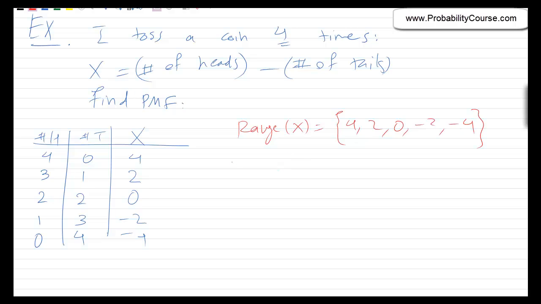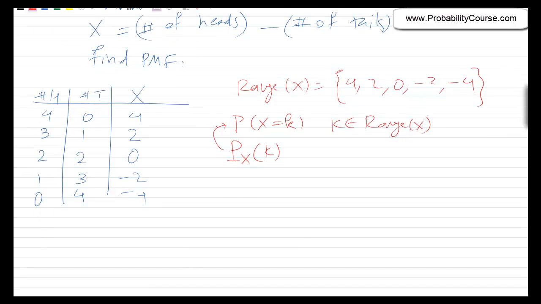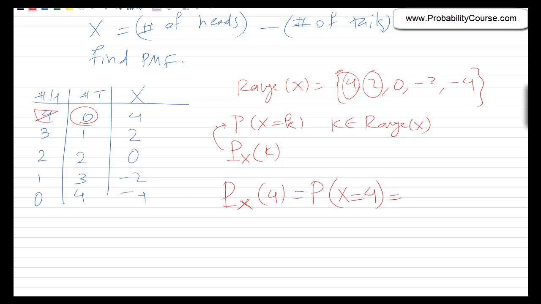So all I need to find is the probability that x is equal to these values, for k in the range of x. That's the probability mass function, and we show it by p_x. This thing we show by p_x of k. So what is p_x of 4? This is the probability that my random variable x is equal to 4. Now when is x equal to 4? When we have 4 heads and 0 tails.